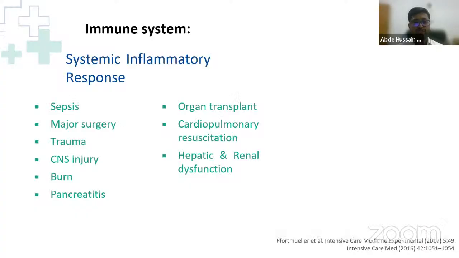Then there's a change in the immune system. So first is the systemic inflammatory response, where there is an overstimulation of the immune system in cases such as sepsis, major surgery, trauma, CNS injury, burns, which lead to a loss of skin, a primary defense system, and pancreatitis. After the first week, the SIRS comes in. Organ transplant, again, patients on immunosuppressant medications, cardiopulmonary resuscitation, hepatic and renal dysfunction. All these factors have some contribution towards the inflammatory response that occurs in the body.